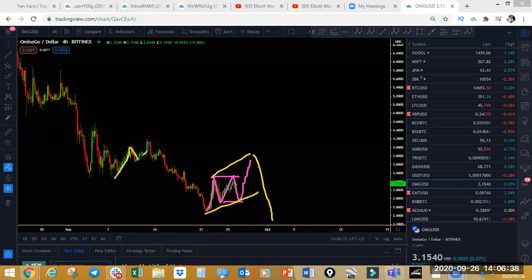The same way we've seen these 3 waves pull back here, we're going to see something similar here, a bit bigger in degree, and then downside.